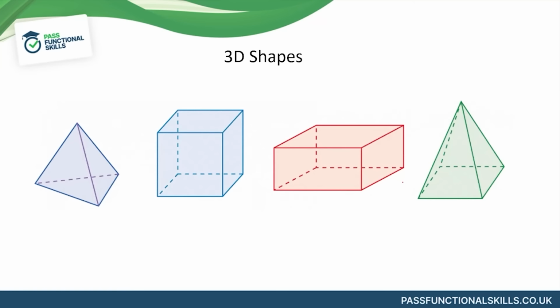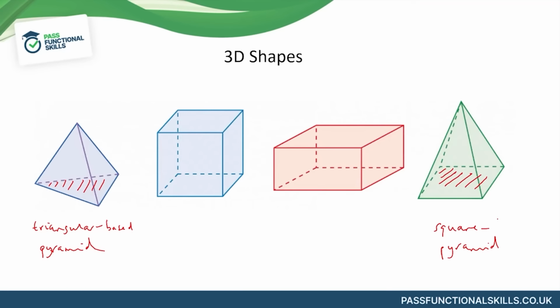Now there are certain 3-dimensional shapes that we need to remember. On the left we have a pyramid, but also on the right hand side we've got a pyramid as well. So we can't just go around chucking around the word pyramid at random. We need to say what type of pyramid it is. This pyramid here has a triangular base, so this is simply a triangular based pyramid, whereas the one on the right here, well, this is a square, so this is a square based pyramid.